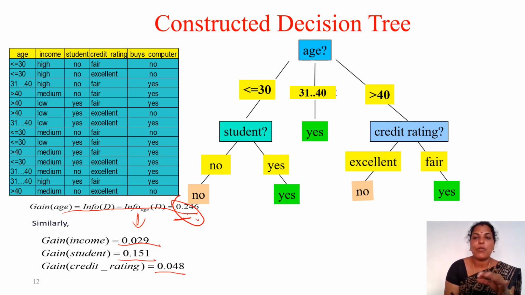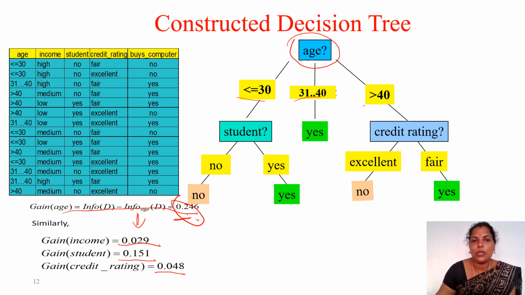So which attribute becomes the root of the tree? Which becomes the split attribute? Using the ID3 algorithm, whichever attribute has the highest value of gain becomes the split attribute. So here the split attribute is age, and it becomes the root. In age, how many categories are available? Three categories: less than or equal to 30, 31 to 40, and greater than 40.